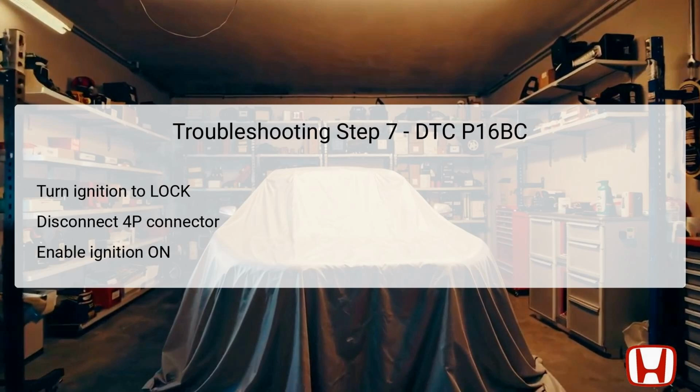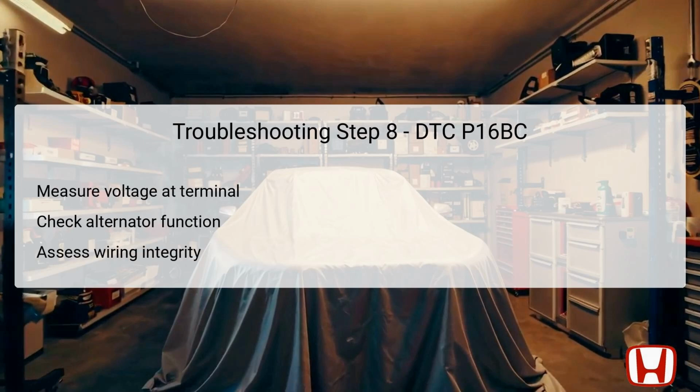After detaching the 4P connector, the ignition switch must be turned back to the on position, creating a pathway for power through the vehicle's electrical system without starting the engine. This setup is necessary for the next step in testing voltage, where precise readings can be obtained to evaluate the circuit integrity directly.